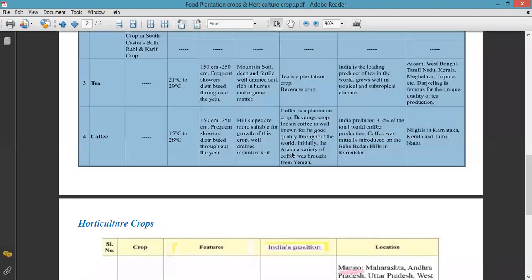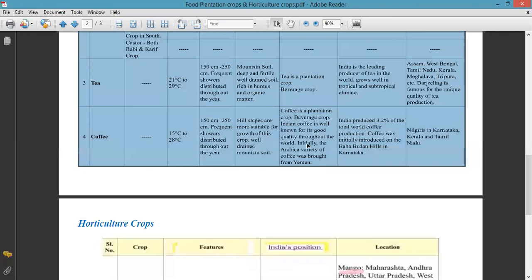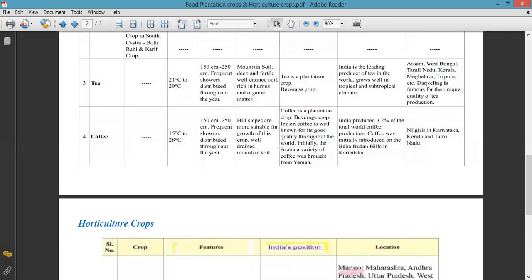From an exam point of view, the Arabica variety of coffee was brought from Yemen. Arabica variety of coffee seeds from which country? Yemen. Which type of coffee seed was planted in India very first from Yemen? Arabica variety. So Arabica variety, Yemen, these are all important. And in which hills was it planted? Baba Budan Hills, which is present in Karnataka.